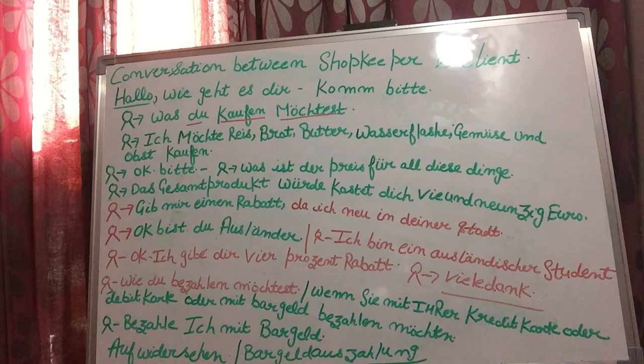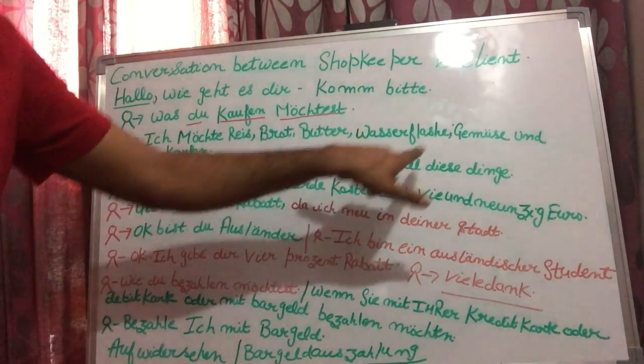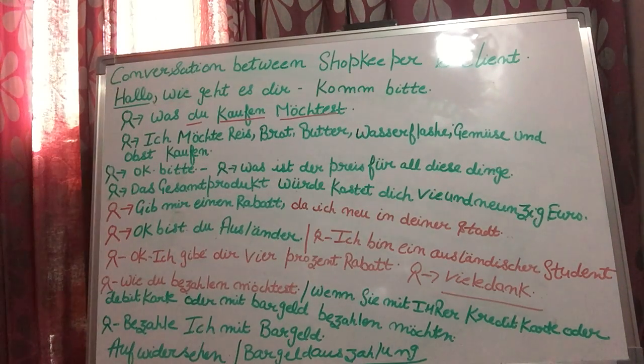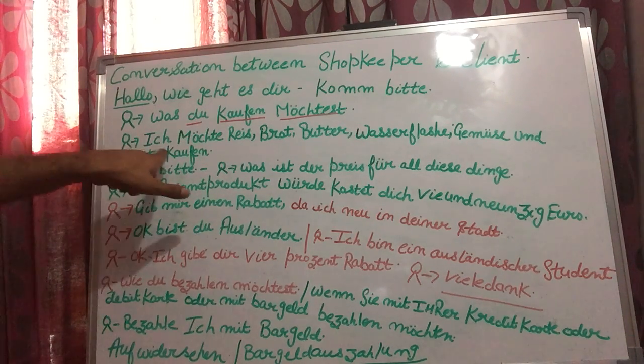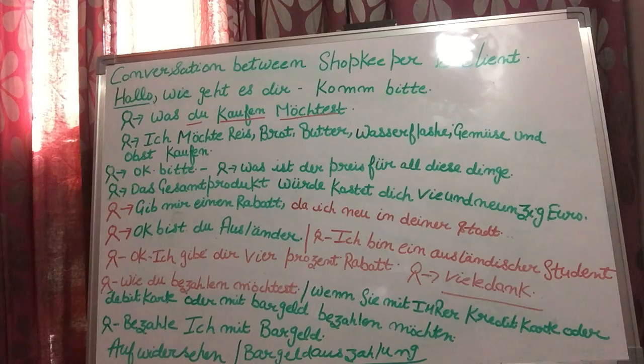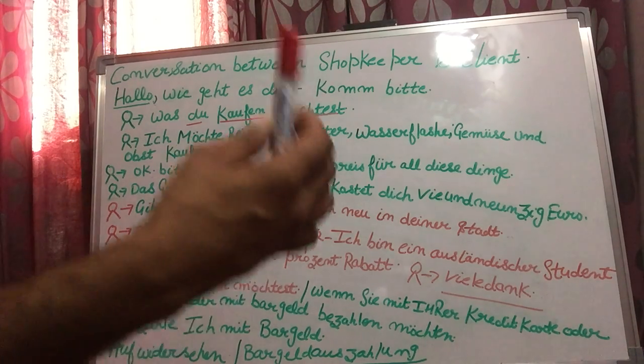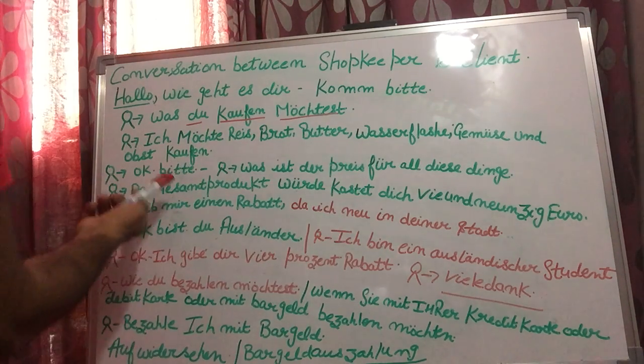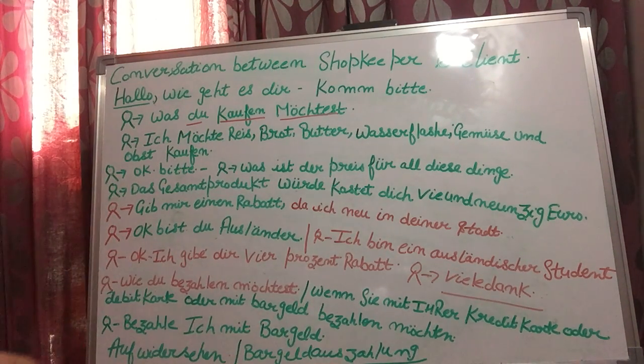So it means what he's saying. Ich möchte Reis, Brot, Butter, Wasserflasche, Gemüse und Obst kaufen. Is that clear to you? It means he's saying, I want to buy rice, bread, butter, water bottle, vegetables, and fruits. Kaufen we have as a verb, that is to buy. I want to buy. Is that clear to you? Okay. So then the shopkeeper will say, okay, bitte, please. Then we have a client conversation.